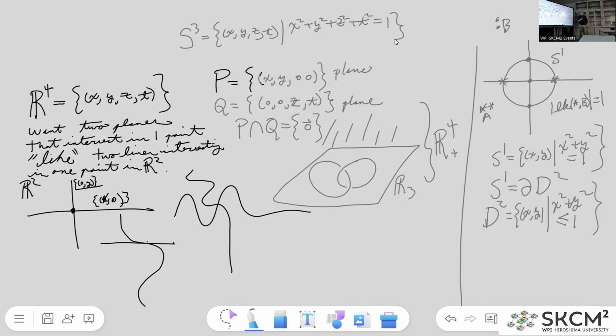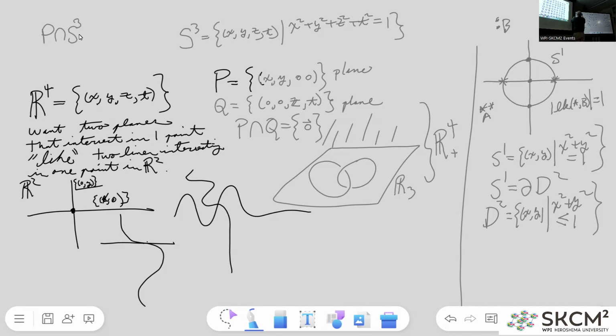Another way of thinking about it: I have 4-space, a half space. The half space here that we're looking at is the interior disk, and there is the exterior disk. So I can think of the 3-sphere as sitting in 4-space like that. And I have this plane, and I have this other plane. And so I should think about what is my plane P intersected with the 3-sphere.